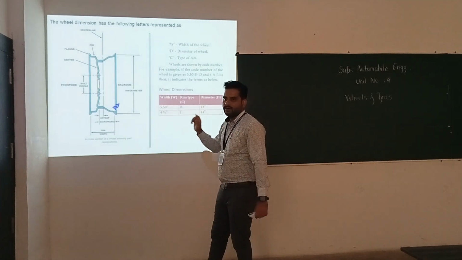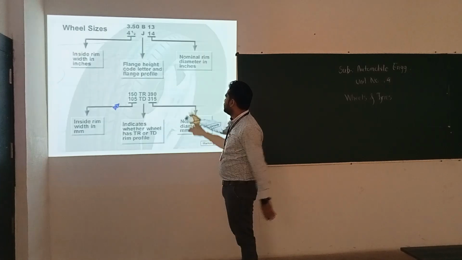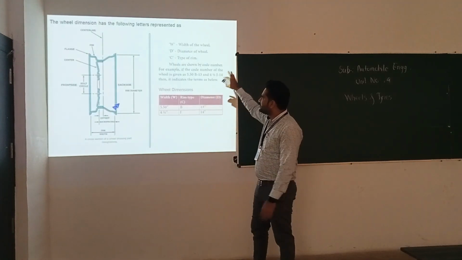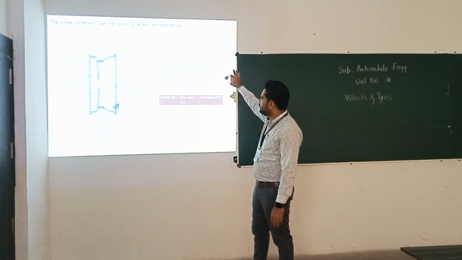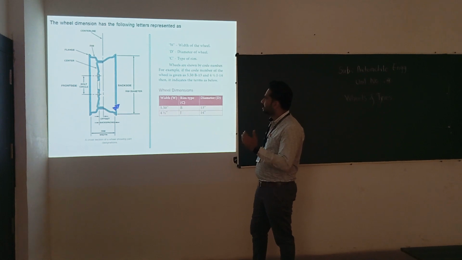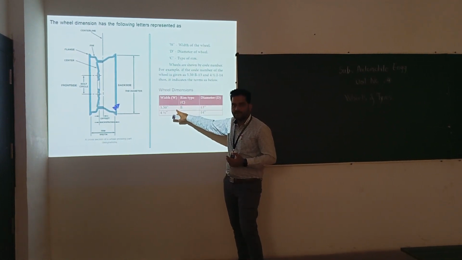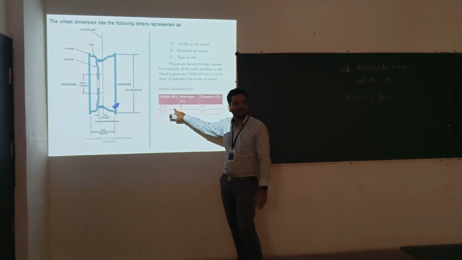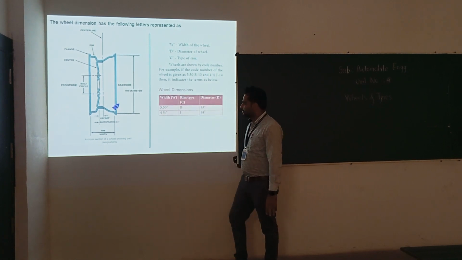Bolt positions are drilled on which we are fitting the wheel on the curve. Next, how are the wheels specified? We need to know the width of the wheel, the diameter of the wheel, and the type of the rim. What is W? Here W is the width of the rim. According to the vehicle requirement, the width of the rim can be specified.